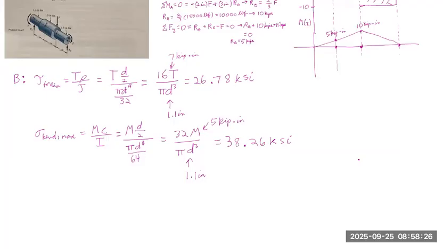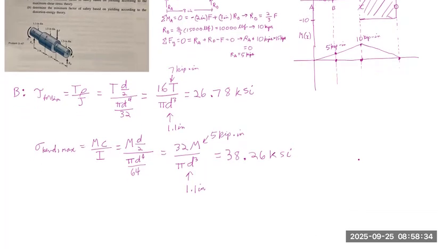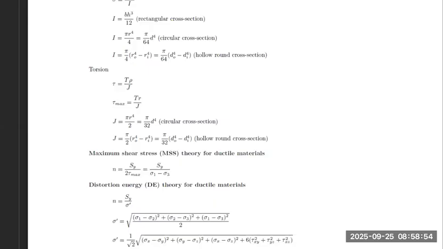So don't forget that for part A, we're concerned with the minimum factor of safety based on yielding according to the maximum shear stress theory. For maximum shear stress theory, we first have to find the maximum shear stress. As we see on our equation sheet, the maximum shear stress MSS theory for ductile materials is N equals the yield strength over 2 times tau max, which is SY over principal stress 1 minus principal stress 3.